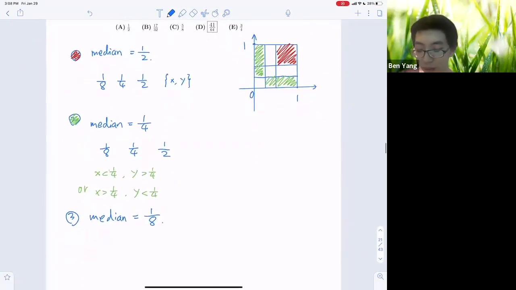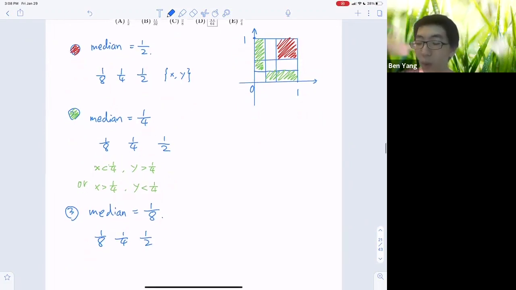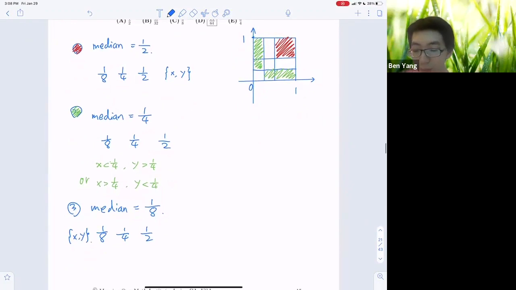Since we know that both 1/4 and 1/2 are larger than 1/8, if we want 1/8 to be the median, x and y should both be less than 1/8. So x and y should be here. So we have x is smaller than 1/8 and y is smaller than 1/8.